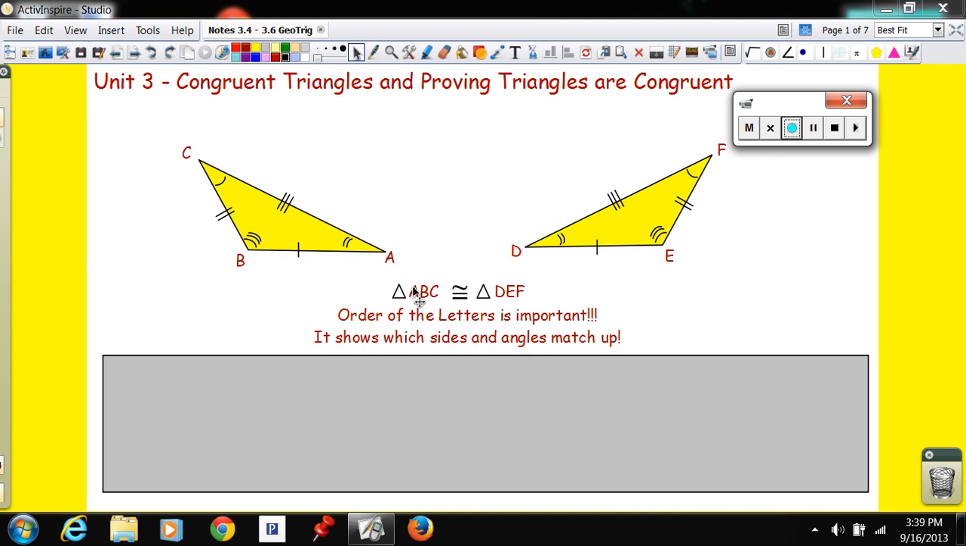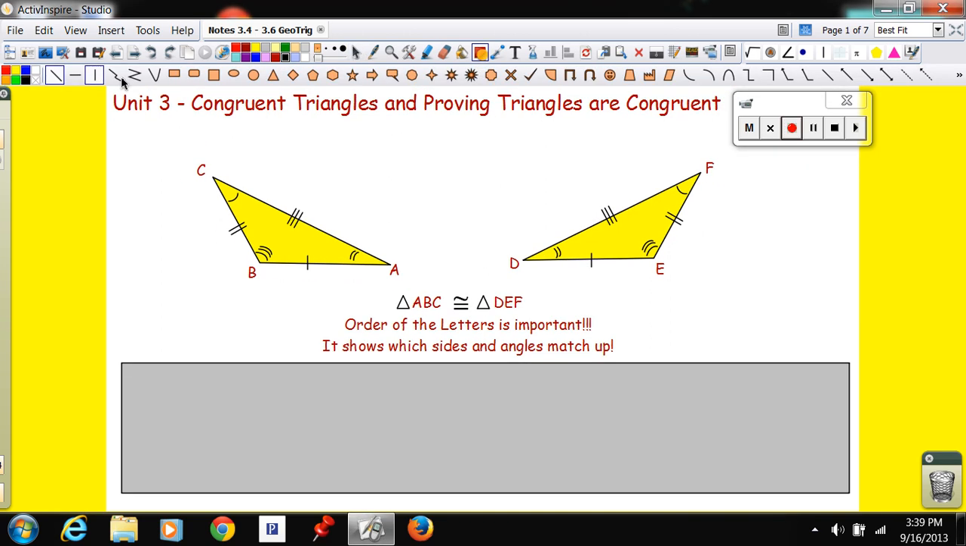The order matters because in this little problem right here, A matches up with D. And you have to have A matching up with D in the order because A and D are the congruent angles. Letter B matches up with E. So if this triangle was flipped over, it would land on top of E right here. So the order matters. C matches up with F. So it shows which sides and which angles match up.